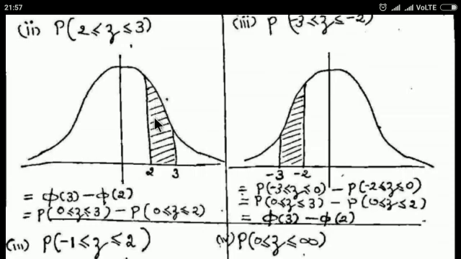So if the values are the same for A and B, whether you do it on the right hand side or on the left hand side, the magnitude of the area will be the same. So this is phi of 3 minus phi of 2 again.